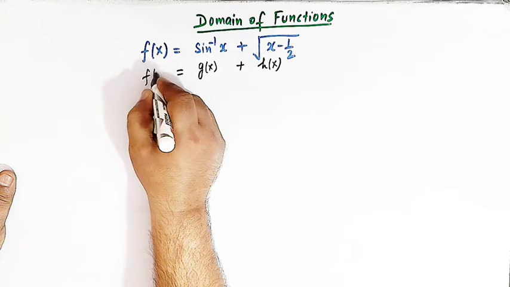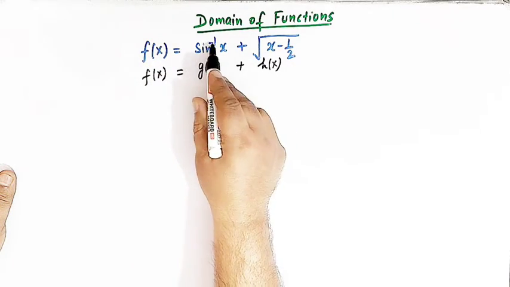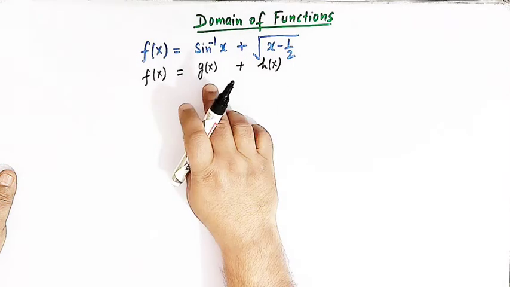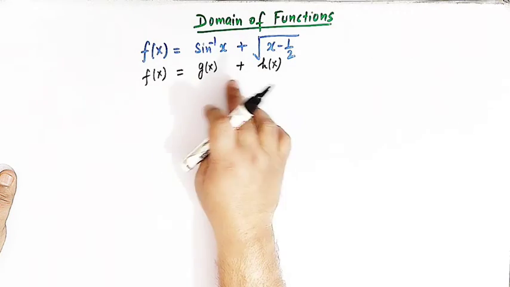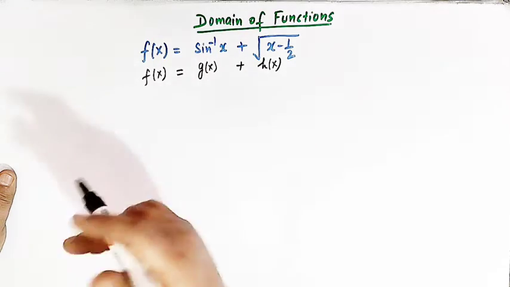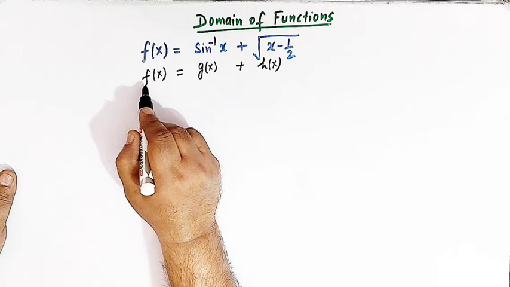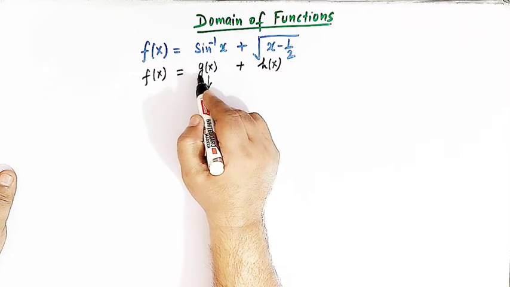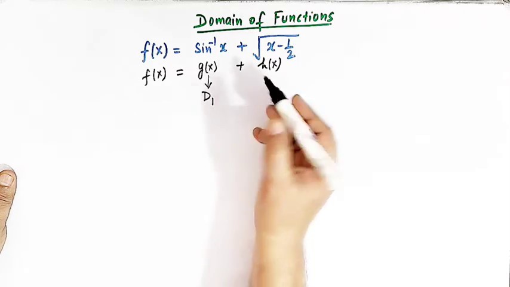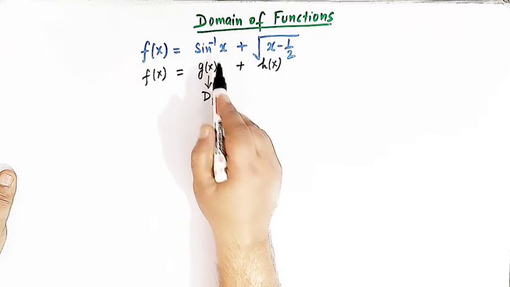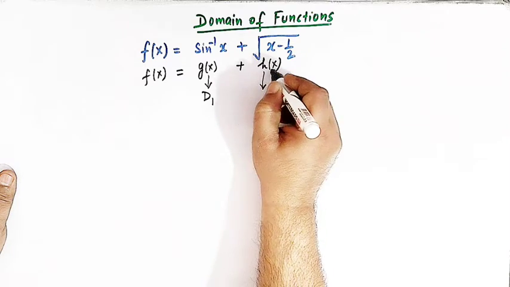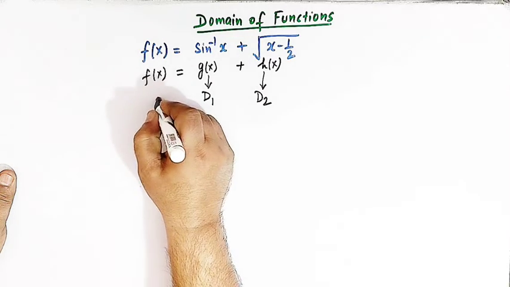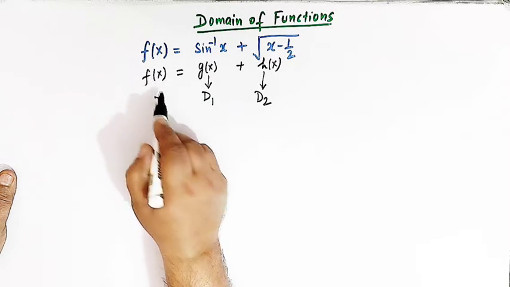So here f of x is the sum of g of x, which is sine inverse x, and h of x, which is square root of x minus half. So whenever we have a function which is described as a sum of two functions, then to find out the domain of that function, which is f of x, what we do, we find the domain of this function g of x. So let us denote the domain of g of x, which is sine inverse x, as d1, and let us denote the domain of h of x as d2, right? And let us take the domain of f of x as d.